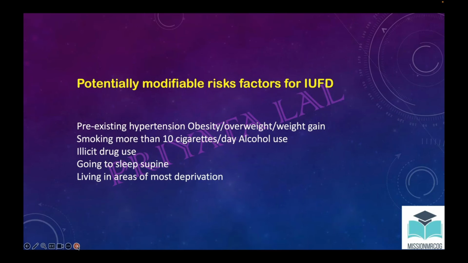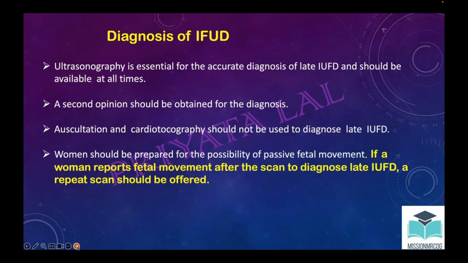Now, diagnosis. How is the diagnosis done? Diagnosis is by USG, and if it is not confirmed by one person, a second opinion can be taken from a second person. You should remember that auscultation and CTG should not be used to diagnose late IUFD. Why? Because we can make mistakes: we can pick up uterine shuffle or other sounds.